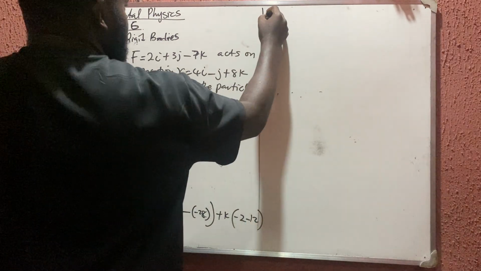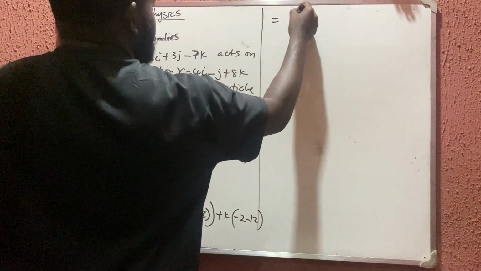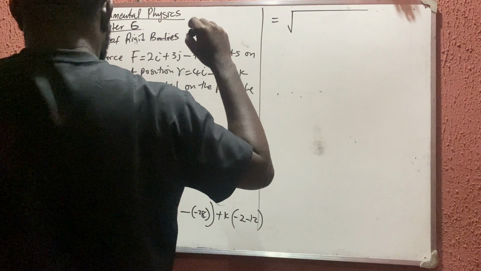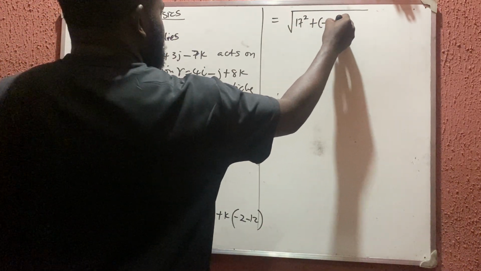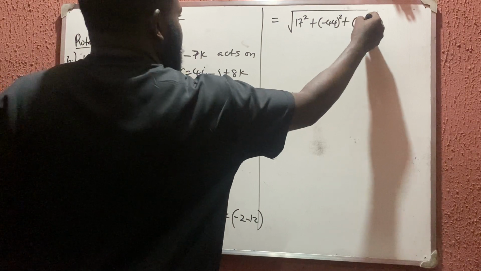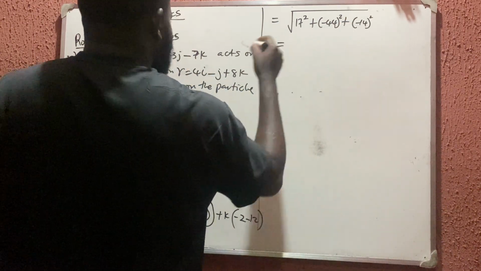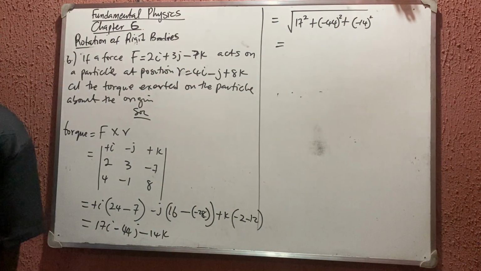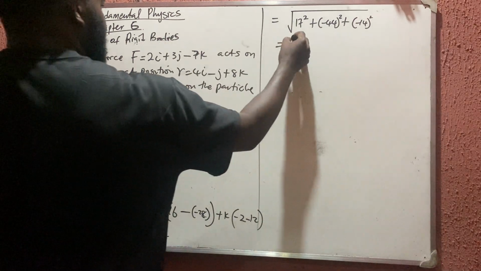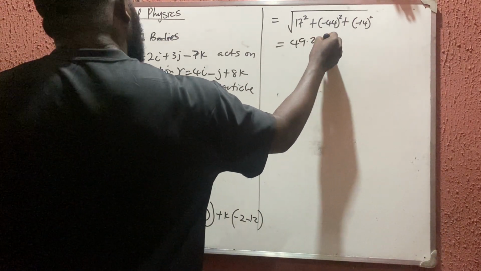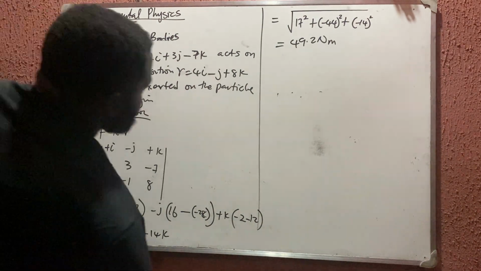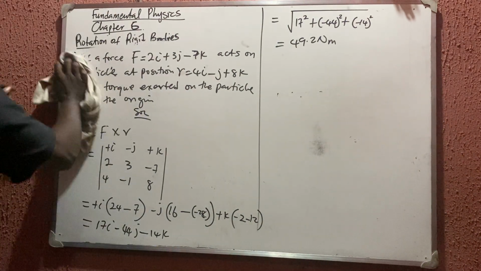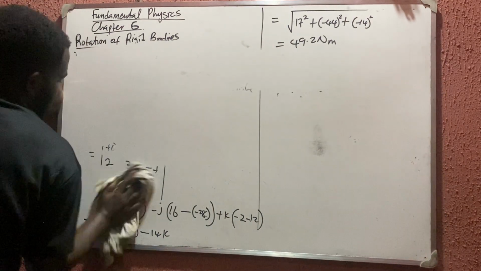So to get the magnitude will now be the square root of what? 17 squared plus minus 44 squared plus minus 14 squared. If you do everything there, you're going to get 49.2 Newton meter. Okay, so that is that. Very simple. So we move to the next question, question number 7.